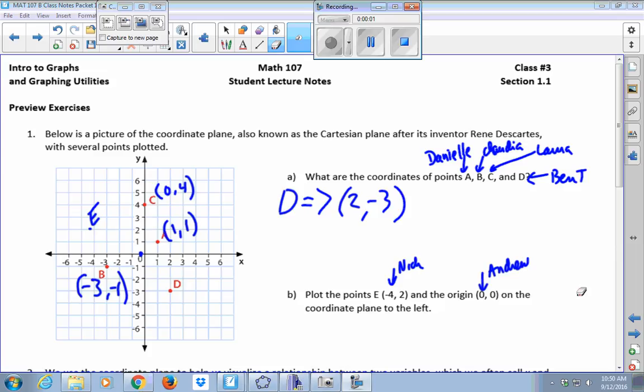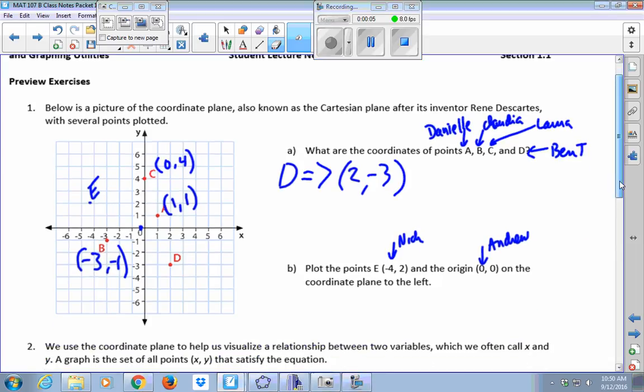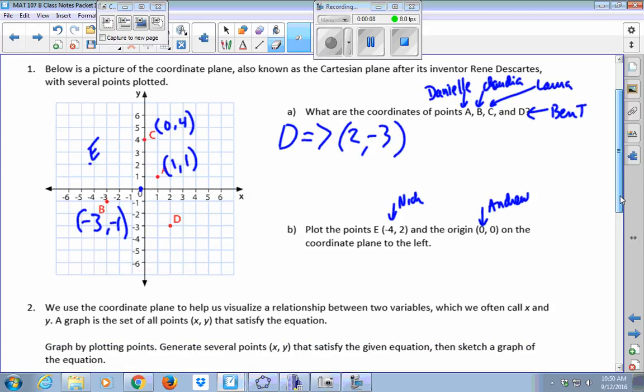Any questions on either finding the coordinates of points that are already graphed or actually finding the position of points on a coordinate plane based on their coordinates? Any questions at all? Okay, the next thing we're doing here.